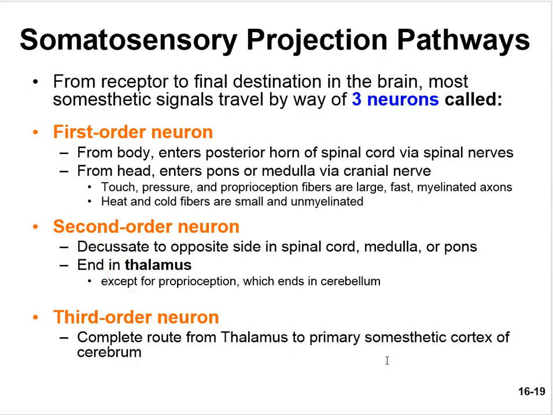In the brainstem, the first order fibers of these neurons synapse with the second order neurons that decussate and lead to the thalamus. The third order neurons then complete the route to the cerebrum. Proprioceptive signals from the head are the exception to this rule, as the second order fibers carry these signals straight to the cerebellum.